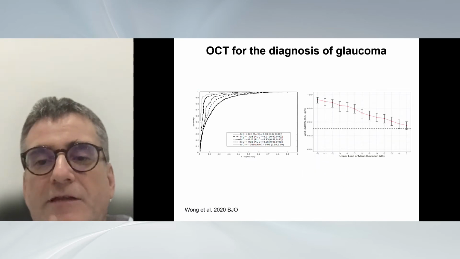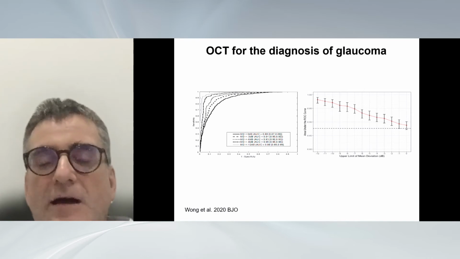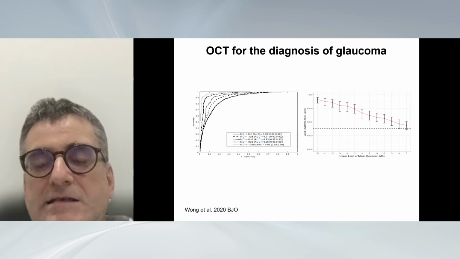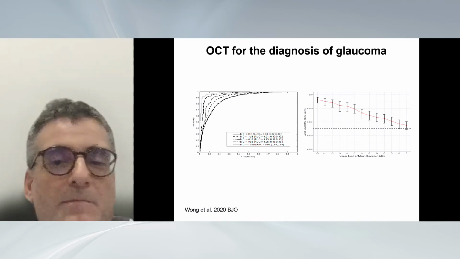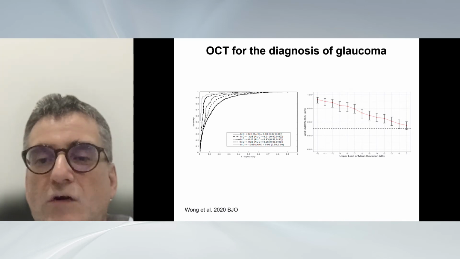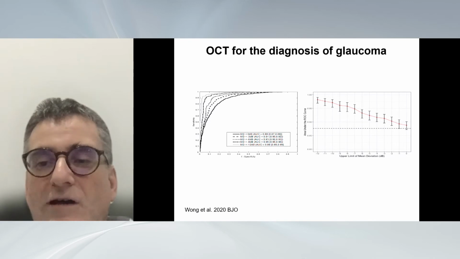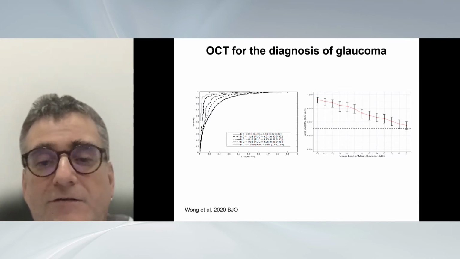Now, obviously, the diagnostic performance of OCT for detecting glaucoma depends very much on the stage. And you can see here that the more advanced the glaucoma, the better is the diagnostic performance. But of course, in this late stage disease, OCT is generally not so helpful. So in early stage of disease, you can see that we obtain an area under the curve, which is approximately 0.8 to 0.85.